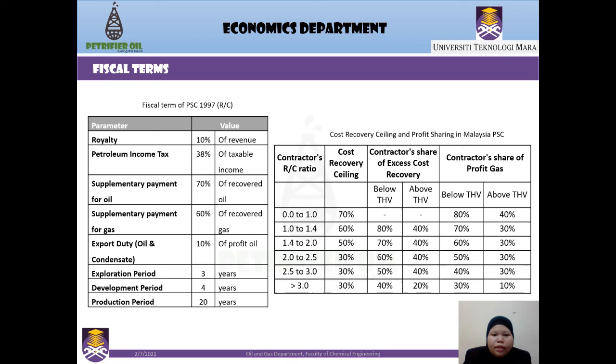The royalty is 10% of the revenue. Income tax is 38% of the taxable income. The supplementary payment for oil is 70% of the oil recovered, and the supplementary payment for gas is 60% of the recovered gas. The export duty is 10% of the oil profit. The exploration period is 3 years, the development period is 4 years, and the production period is 20 years.